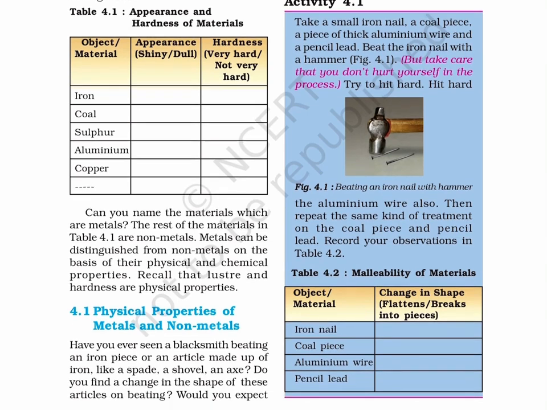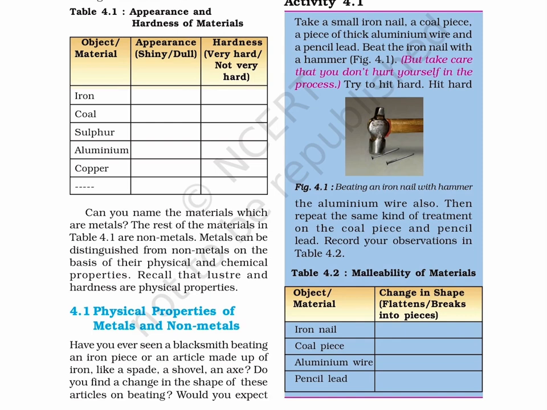Take a small iron nail, a coal piece, a piece of thick aluminium wire and a pencil lead. Beat the iron nail with a hammer as shown in figure 4.1, but take care that you don't hurt yourself in the process. Try to hit hard. Hit hard the aluminium wire also. Then repeat the same kind of treatment on the coal piece and pencil lead. Record your observations in Table 4.2. Figure 4.1. Beating an iron nail with hammer.